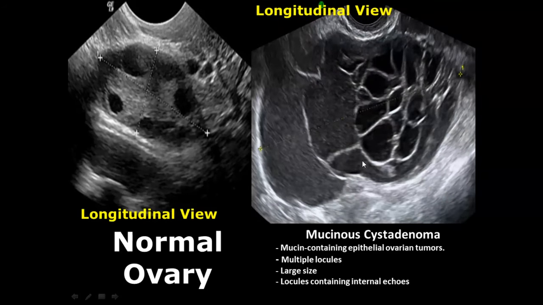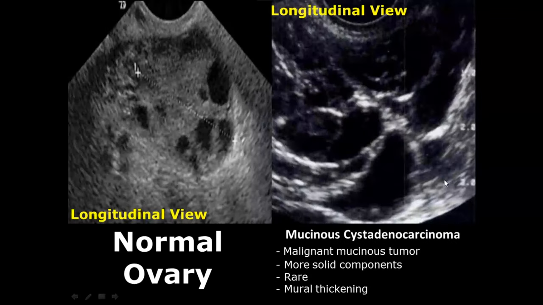Mucinous cystadenoma is larger in size and has lots of locules. There are many locules in this. Mucinous cystadenocarcinoma is the malignant form and has more solid components and heterogeneous components. The walls of the locules are more hyperechoic.